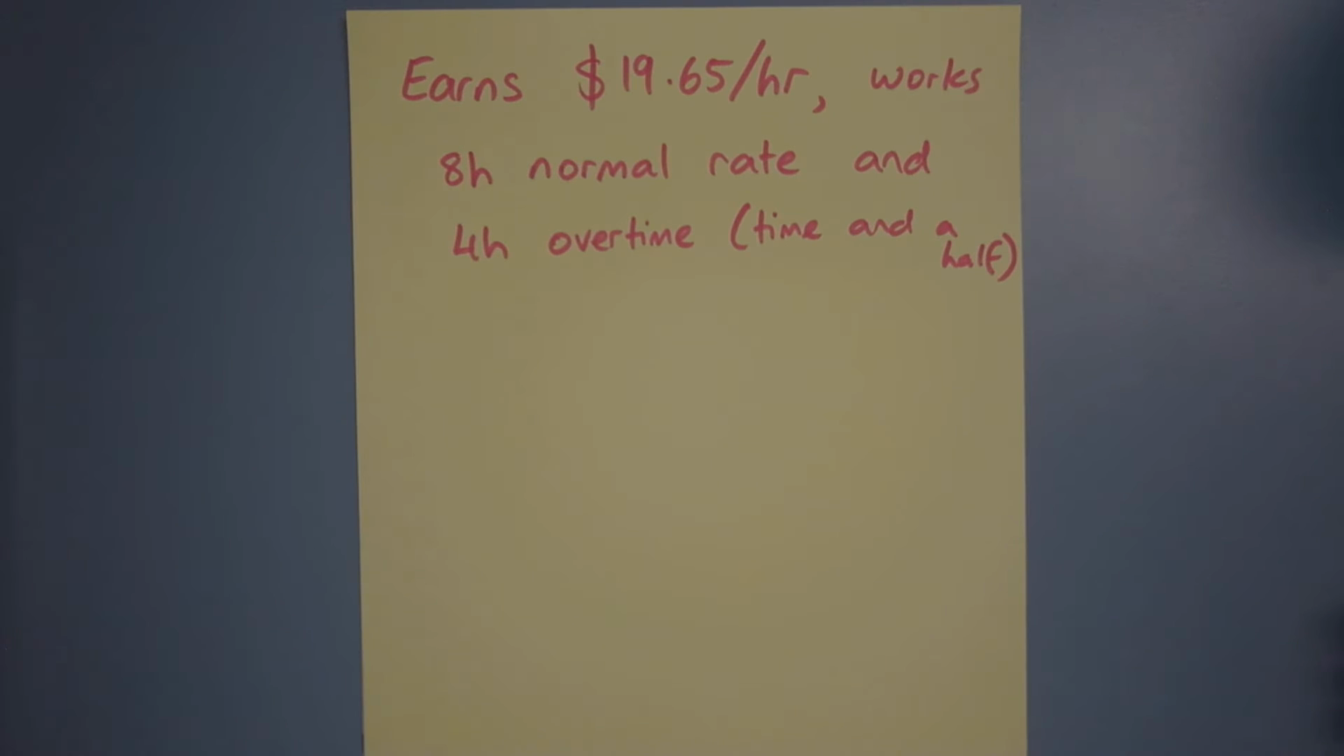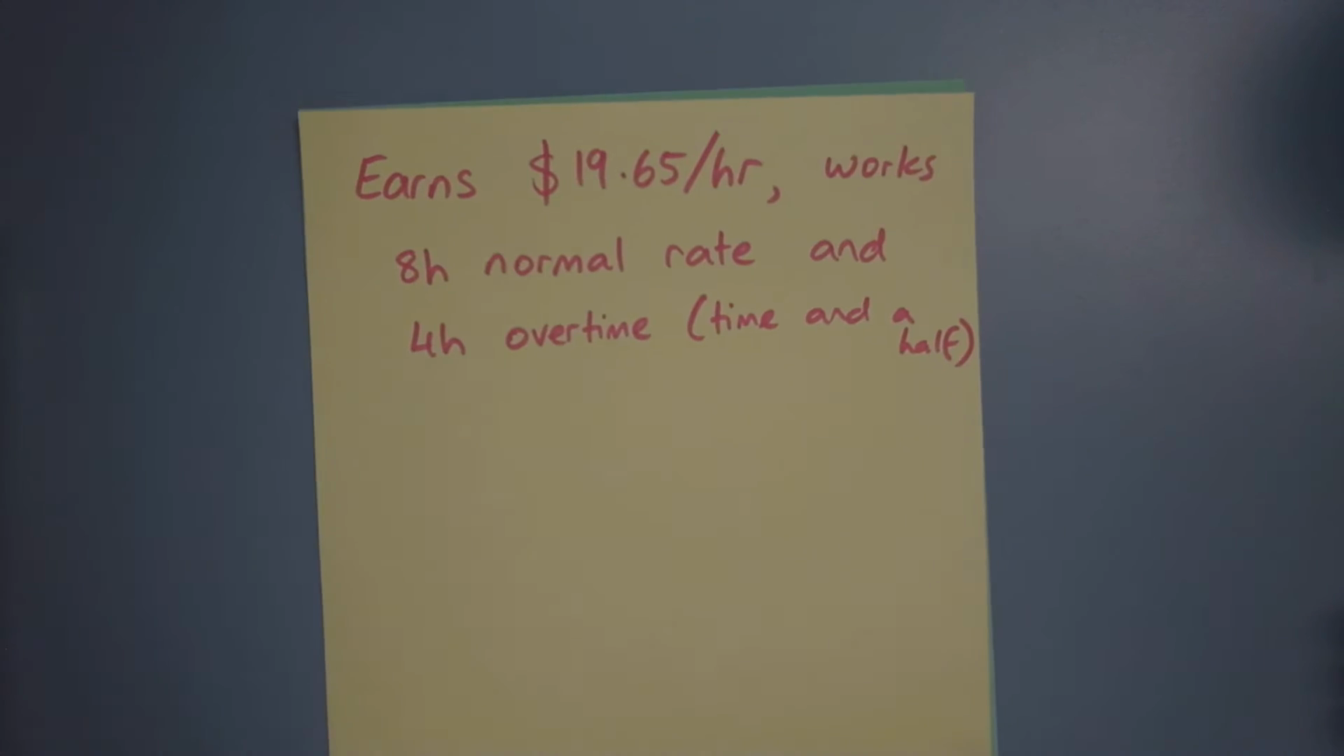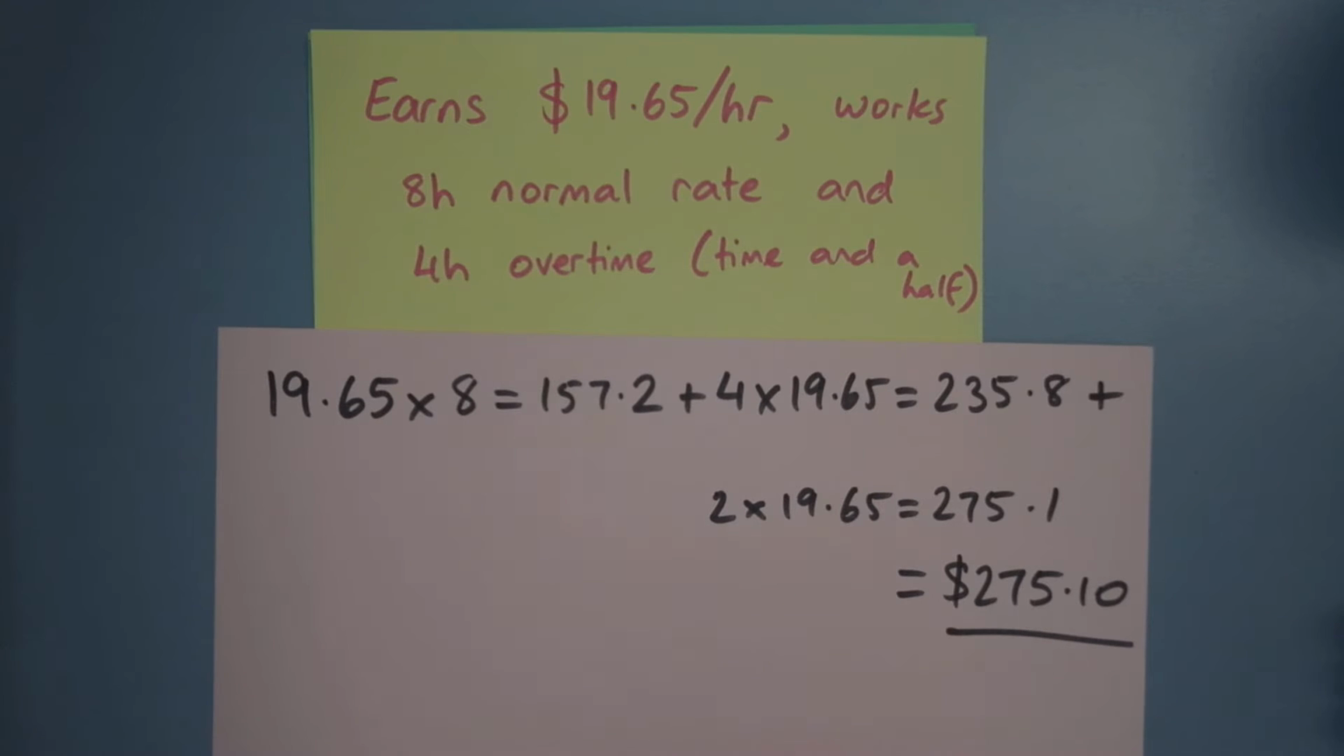Let's go through this example here. Some dude earns $19.65 per hour. They work 8 hours at normal pay and they get 4 hours of overtime, and the overtime rate is time and a half. I couldn't fit it all into one line here on this piece of paper, but in this student's work, it was all on the same line. They said $19.65 times 8 equals that. And then they added on 4 lots of that equals that. And then they added on 2 lots of that, which equals that.